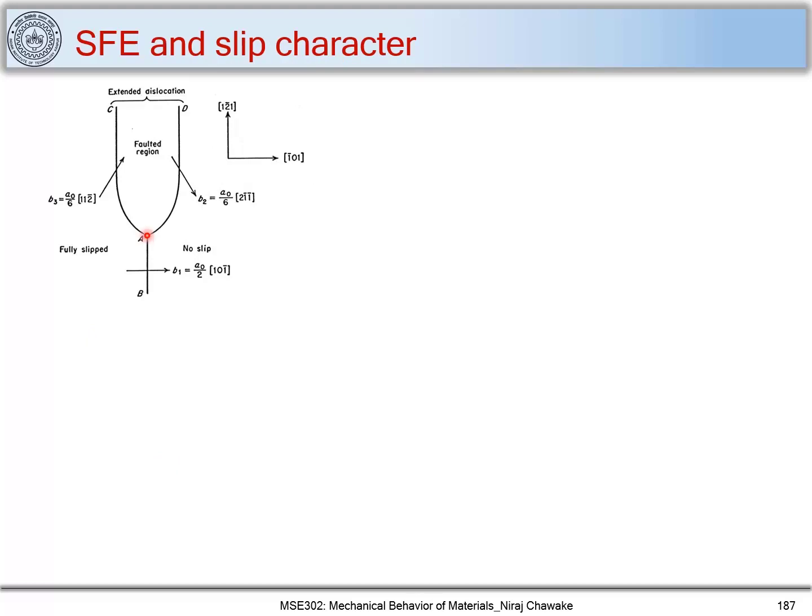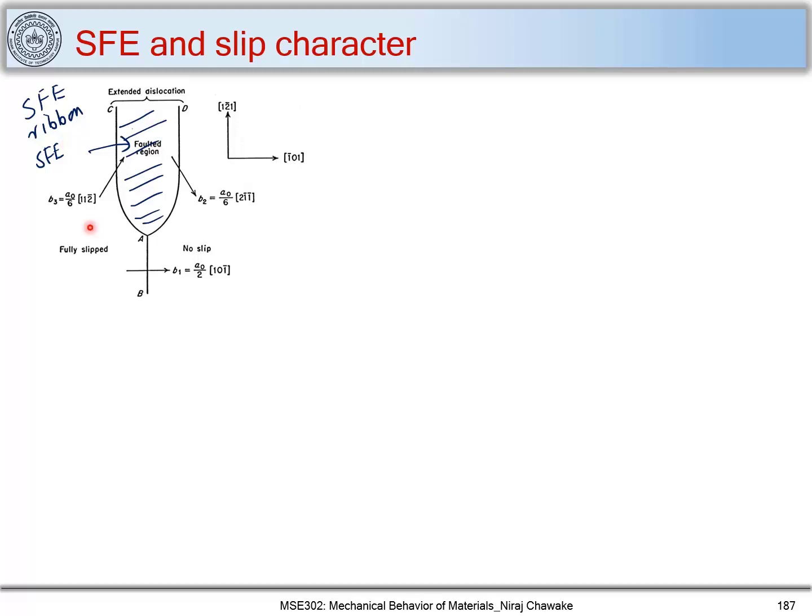Now when you look at any standard textbook, you see this dissociation of the Burgess vector, which I have marked as B1, into B2 and B3, that is, two partials, denoted by this SFE ribbon. So let me write it here. You can find it in any textbook as the SFE ribbon, where you have this faulted region, which is nothing but the stacking fault, marked SFE.